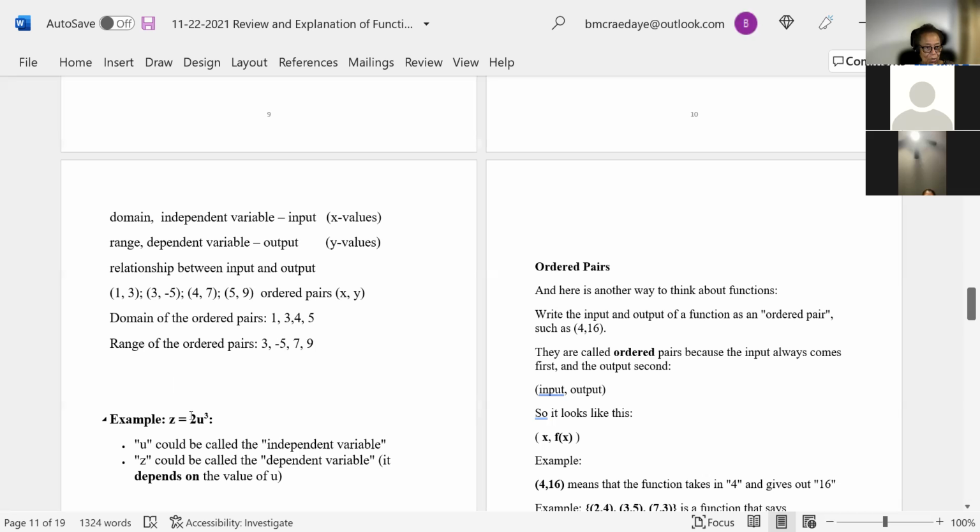So if u was a 1, Z would be a 2, because 1 cubed is 1 times 1 times 1, so that would be 2. But if u was a 2, that would be 2 times 2 times 2, which is 8, times 2 is 16. Z would be 16. So our value of Z depends on the value of u. That's what it says here: the dependent variable depends on the value of u. Questions?